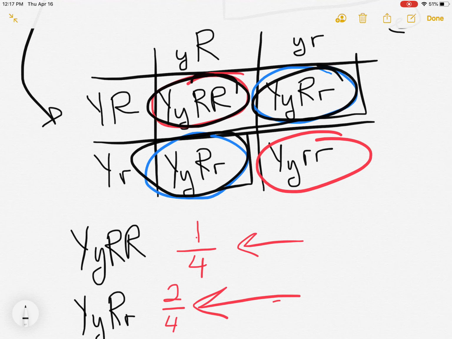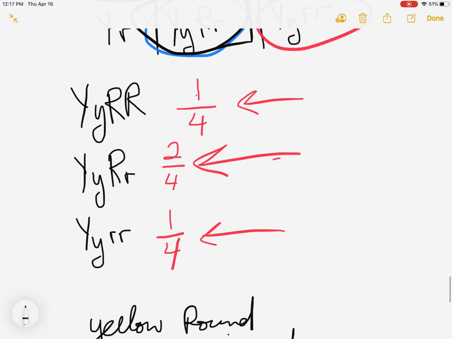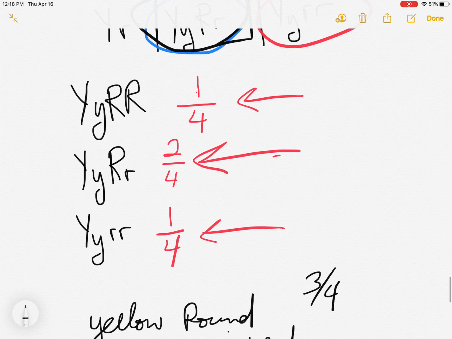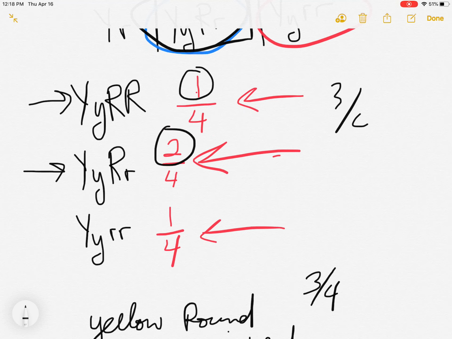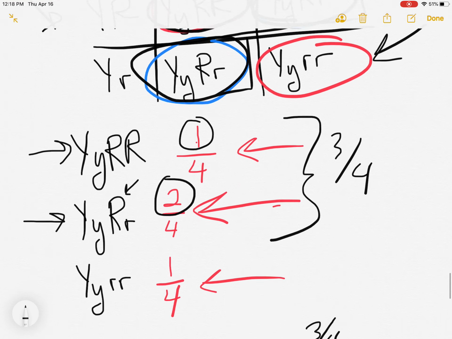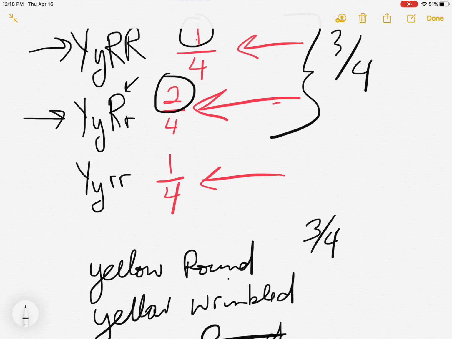And if you look at this, all the capital R ones will be round. So there's 3 of them right there in black. Those all have at least 1 capital R. So 3 out of 4 are going to be yellow and round. And if you look up here, here's yellow and round. Here's yellow and round. And there's 3 out of 4 for those 2 yellow and rounds, because the R right here masks the baby, so he's still round, even though he has the small r.